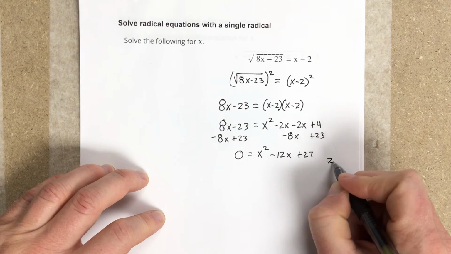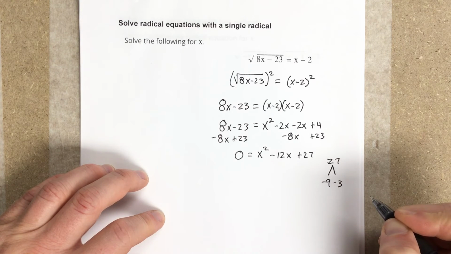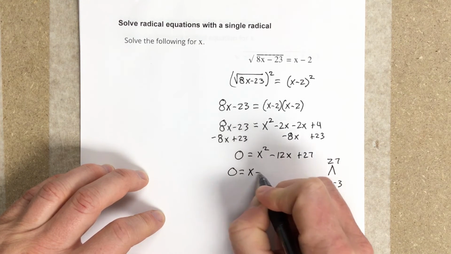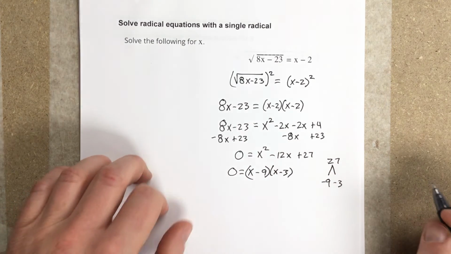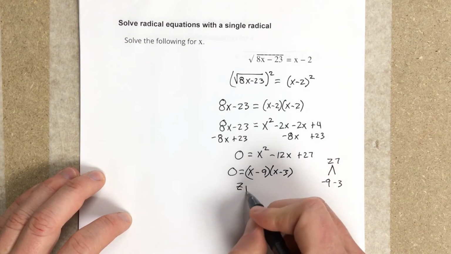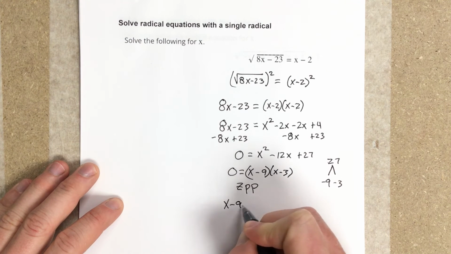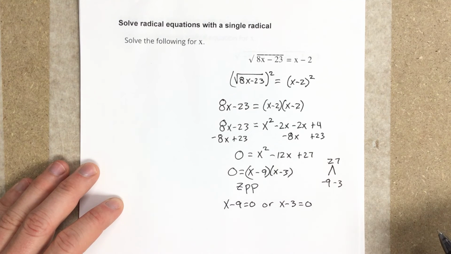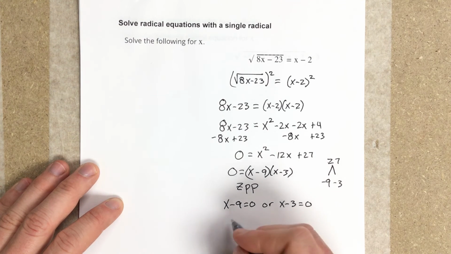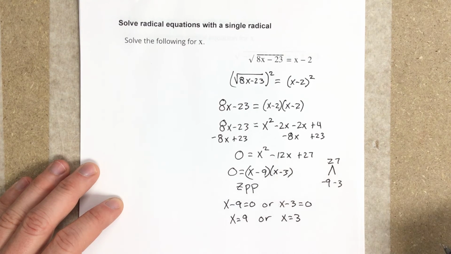So what are the factors of 27 that add to negative 12? Well, that would be negative 9 and negative 3. So we have 0 equals x minus 9, x minus 3. We're going to use the zero product property. And when we do the zero product property, we get x minus 9 is equal to 0, or x minus 3 is equal to 0. Let's add the 9, so we get x is equal to 9, or add the 3, x is equal to 3. So we have two possible solutions here.